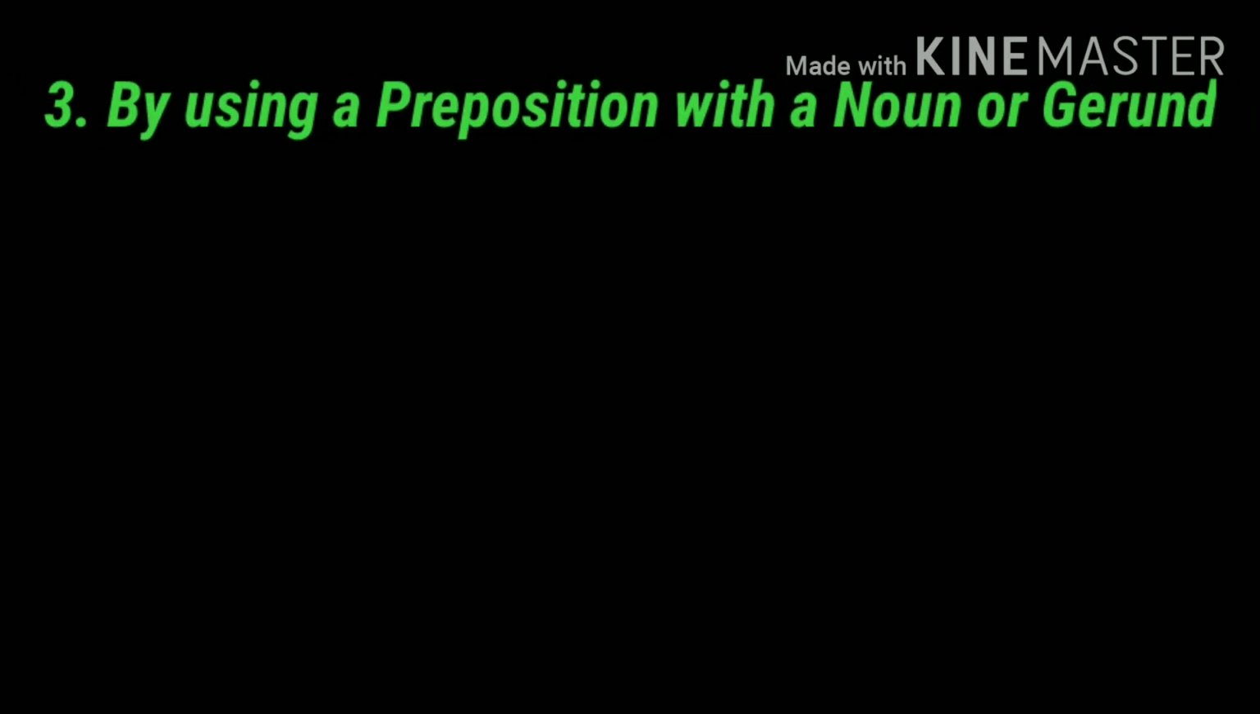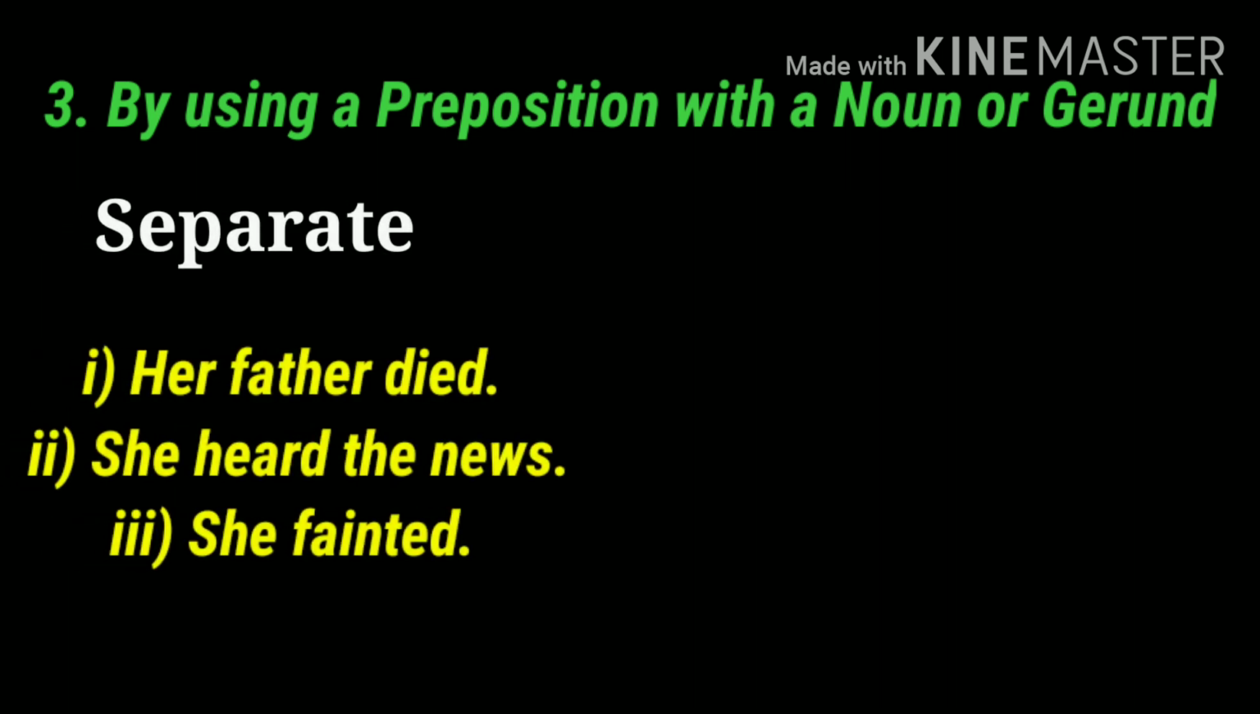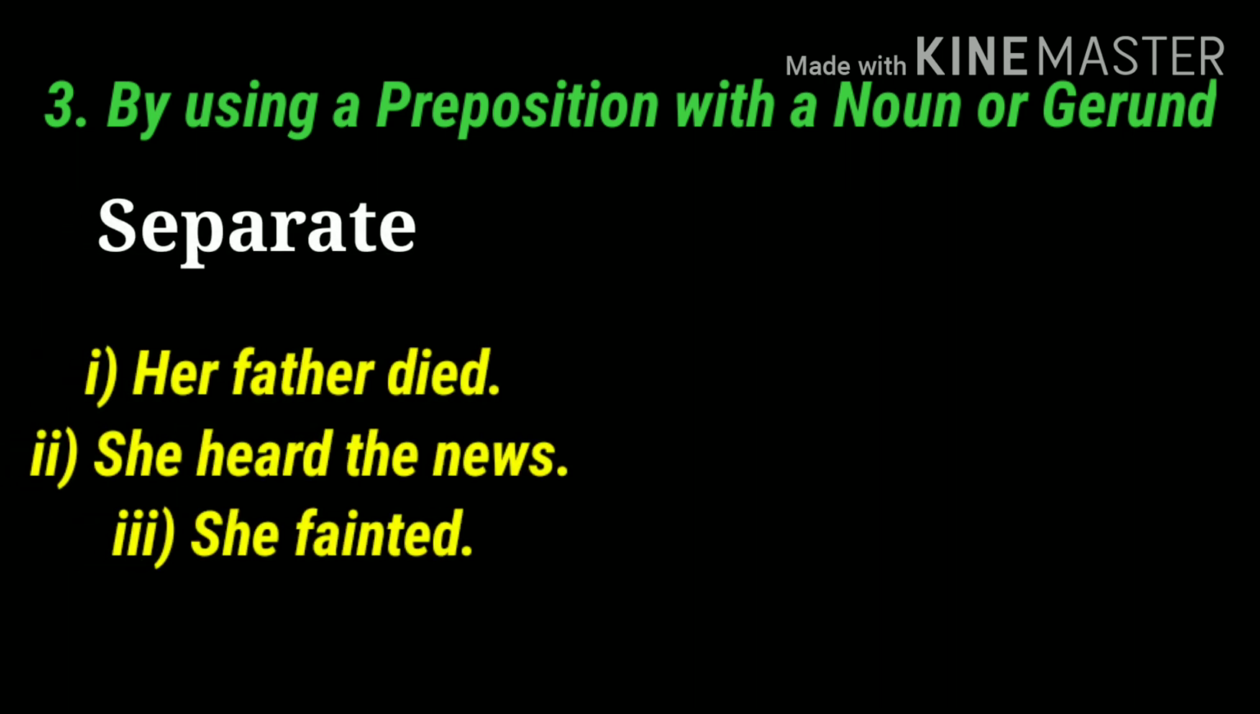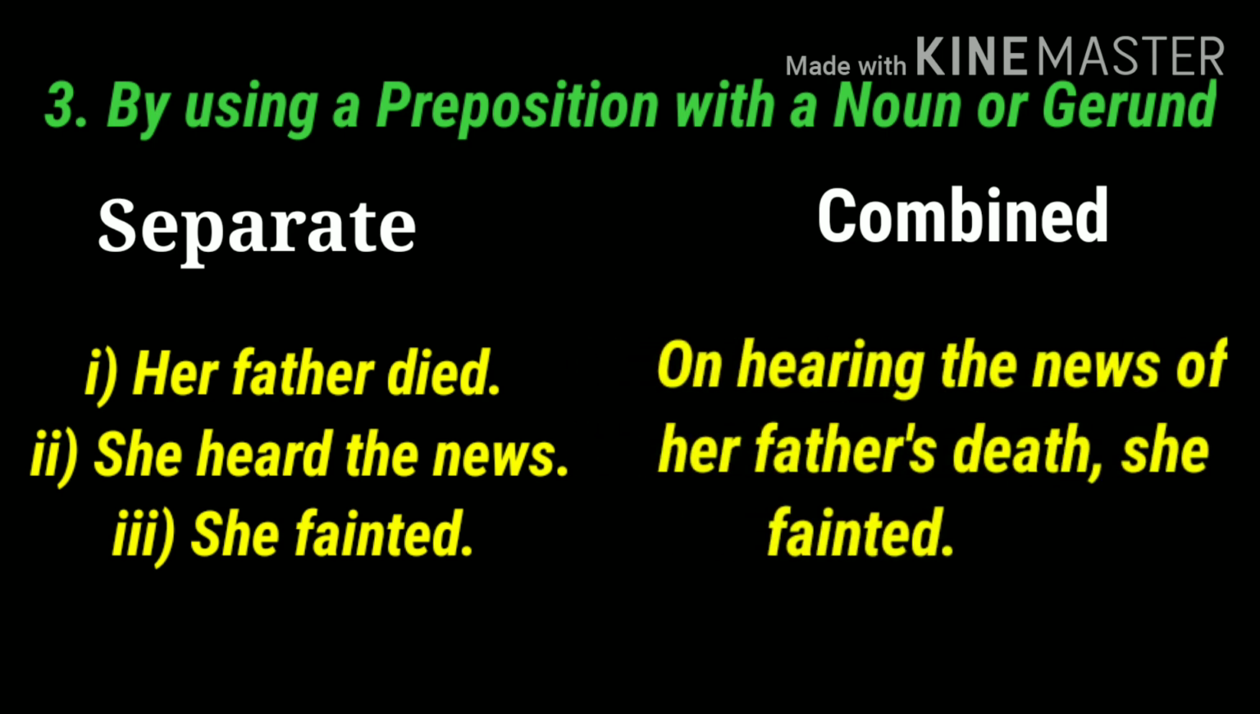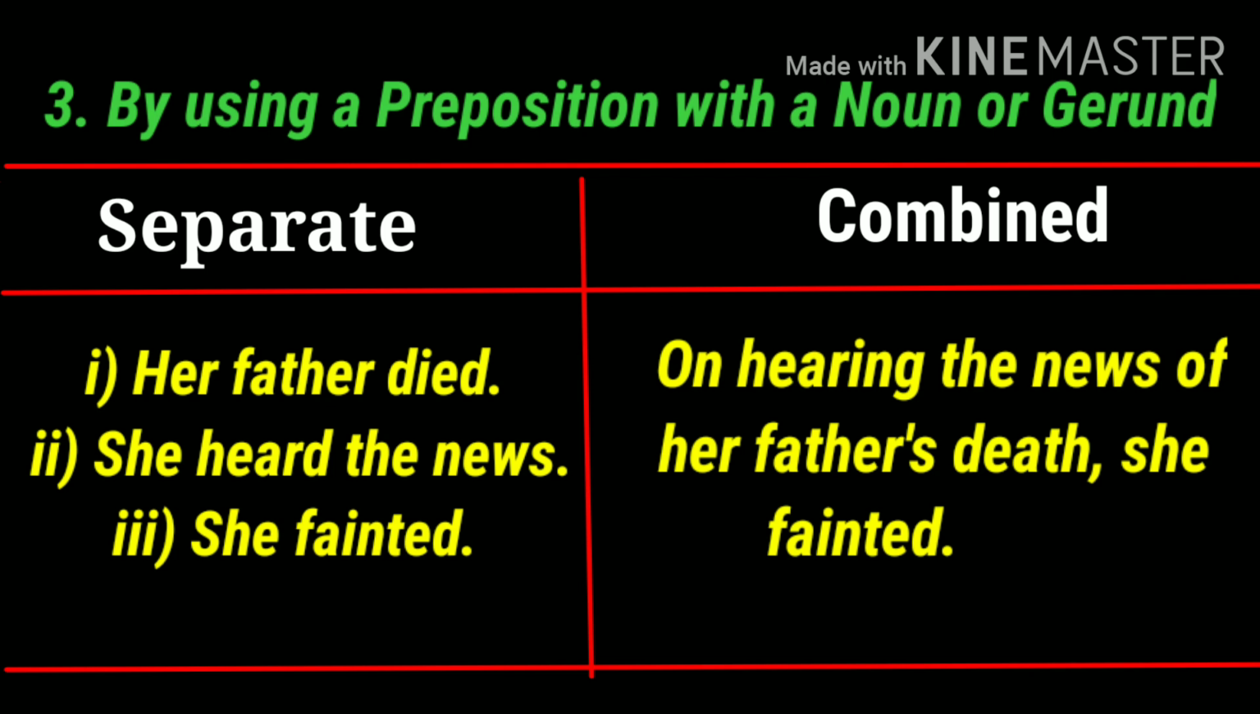Third one, by using a preposition with a noun or gerund. For example, her father died. First sentence. Second, she heard the news. Third sentence, she fainted. So we can combine these three sentences into one by using the preposition on. On, then with a gerund. Gerund means what? That is a noun formed from a verb. We can form it by adding ing to the verb. So what will be the combined sentence? On hearing the news of her father's death, she fainted. On, we are using a preposition, then hearing, ing.